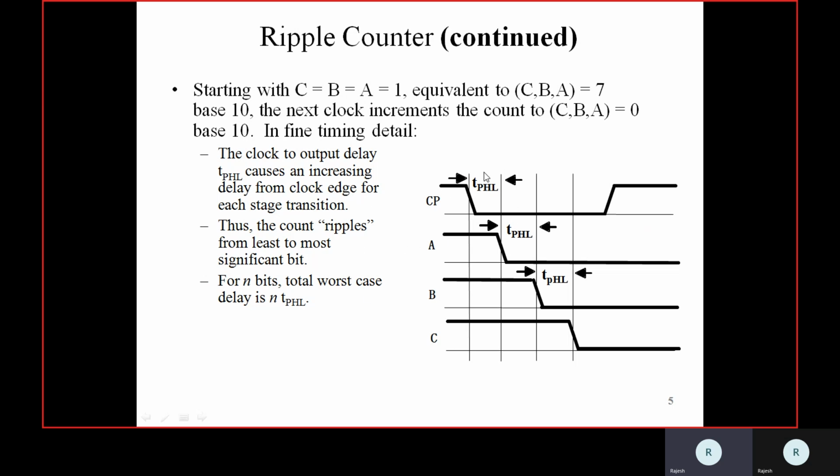And because of this count, the clock to output delay TPHL is propagating from least significant bit to most significant bit. This delay throughout the flip-flops produces an n-bit delay. Okay, so for n bits, it is n times TPHL.